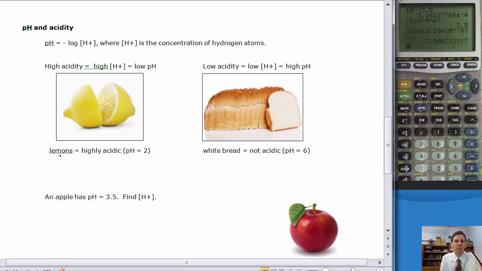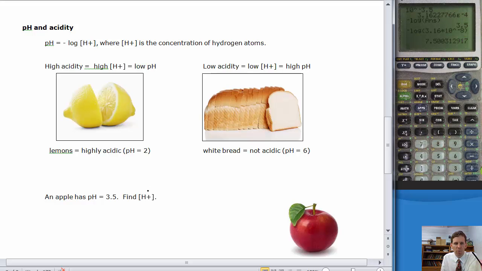So something like lemons, which are very acidic, only have a pH value of about 2. Something with low acidity, like white bread, will actually have a low concentration of hydrogen atoms, which results in a high pH value. So white bread, not very acidic. You don't get a sour face when you eat white bread, and it has a pH value of 6. Now an apple, obviously not as acidic as a lemon, but still has some decent acidity. It's at 3.5 for a pH value.